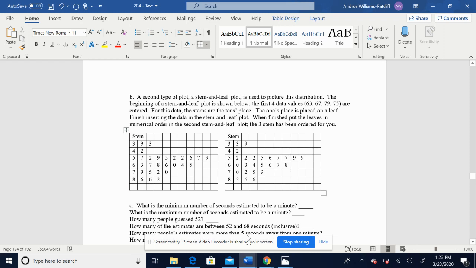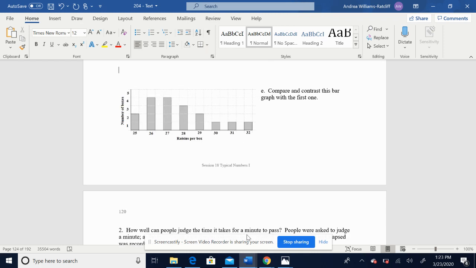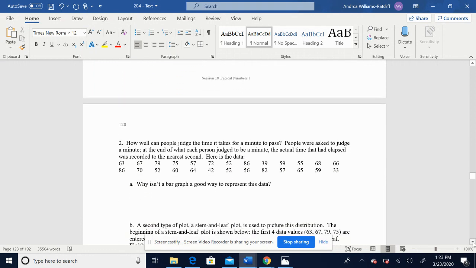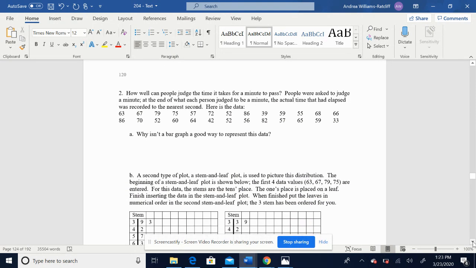Okay, so we're looking at question 2 here. In question 1, we looked at a bar chart. A bar chart is really good for counting frequency. It's good when we have numbers that are repeated, and our goal is to find out how often something happens.